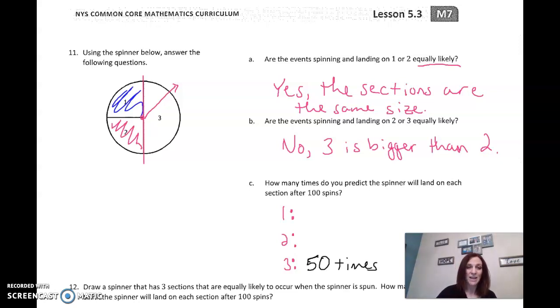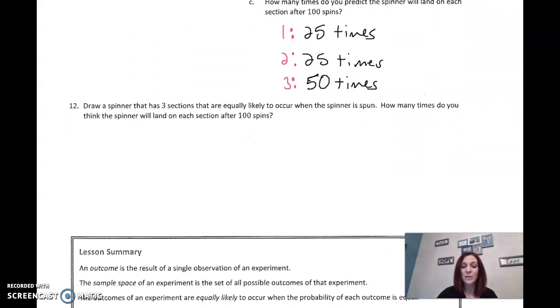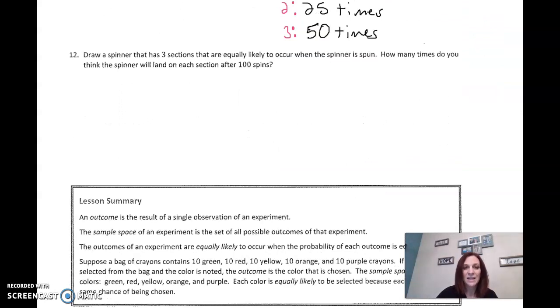So now we have this half over here, and it's broken down into 2 sections. So if I have 50 other spins that we think are happening over here, this would be 25 and 25. Now, that's a prediction not based necessarily on what has happened in the past, but on the size of the sections. All right, so now let's compare that to our last example. Draw a spinner that has 3 sections that are equally likely.